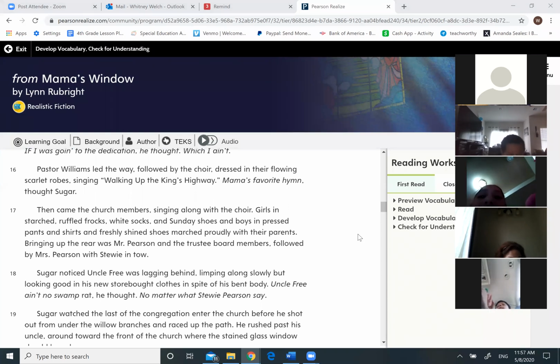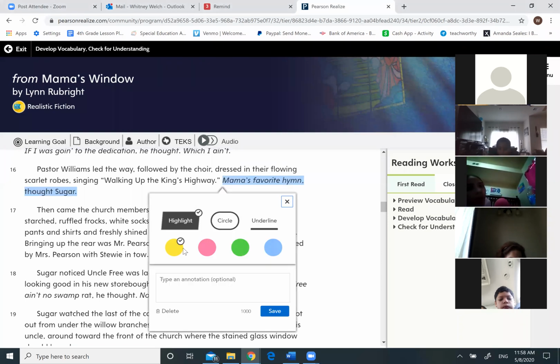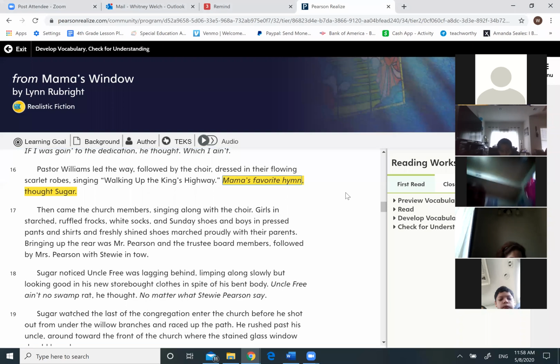And notice how each time something is happening, Sugar is always referring back to his mom. He's always saying, oh, Mom would have wanted me to wear this outfit, or Mom would have wanted me to look this nice, or she would have picked out these clothes. And then he hears them singing a song, and he was like, oh, that's Mama's favorite hymn. A hymn is a type of song, a church song, okay?